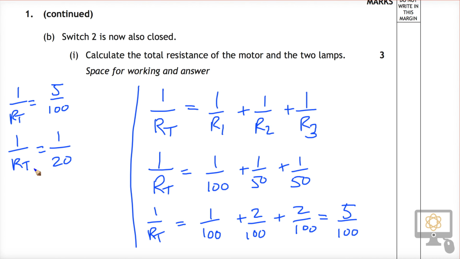The way I tend to solve these problems now is I flip everything over at this point. So RT divided by 1 is equal to 20 divided by 1. That's just this flipped and this flipped. That means RT over 1, which is equal to RT, is 20 over 1, which is equal to 20. So RT equals 20 ohms. And that's how I would solve that problem.